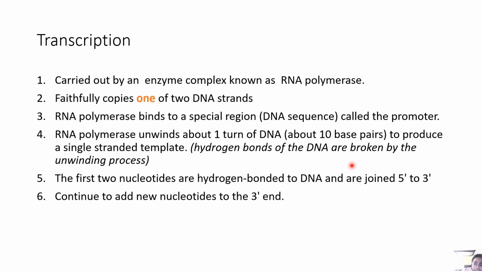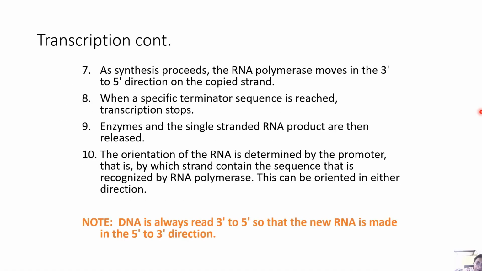The hydrogen bonds of the DNA are broken by the unwinding process. And the first two nucleotides are hydrogen bonded to DNA and are joined 5' to 3'. This is continued to add new nucleotides to the 3' end. Now, as synthesis proceeds, the RNA polymerase moves in the 3' to 5' direction on the copied strand, and when a specific terminal sequence is reached, transcription stops. So, enzymes and the single-stranded RNA product are then released.